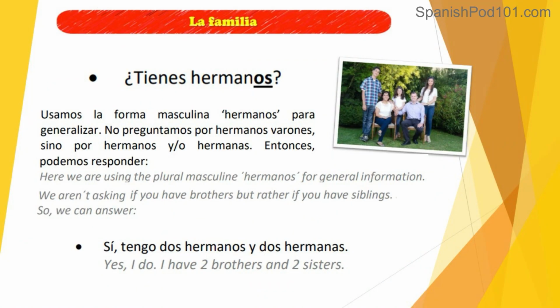Let's have a look at another example. ¿Tienes hermanos? Here we are using the plural masculine hermanos for general information. We aren't asking if you have brothers, but rather if you have siblings. So a possible answer would be: sí, tengo dos hermanos y dos hermanas. Yes, I do. I have two brothers and two sisters. So even if we're asking for hermanos, the general would be we're asking for siblings. If you have brothers and sisters, you need to specify both.